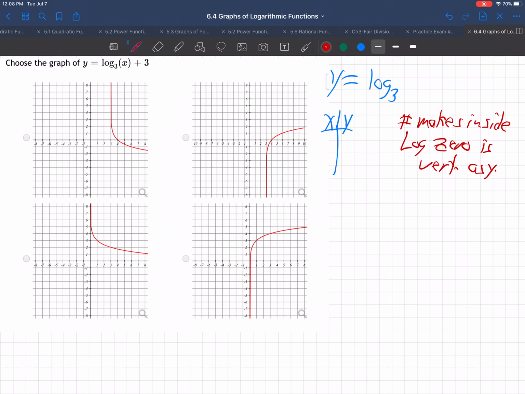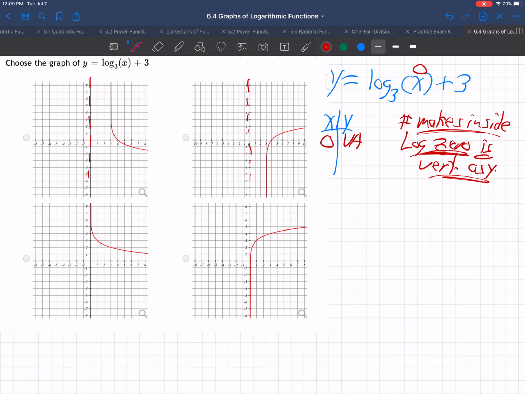So whatever is inside, let me put it back the way it was. So in this case it's just straight 0. Whatever number makes the inside of the log 0 is our vertical asymptote. So that means our vertical asymptote is 0. So I'll put 0 and I'll put VA, vertical asymptote. So that means right away we know the correct graph has a vertical asymptote at 0.